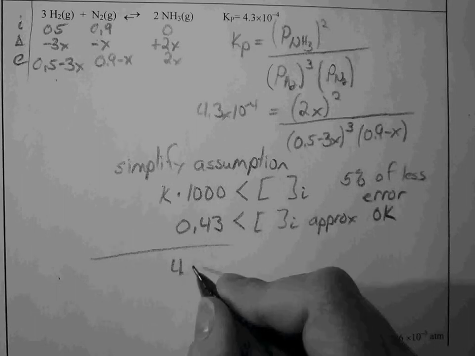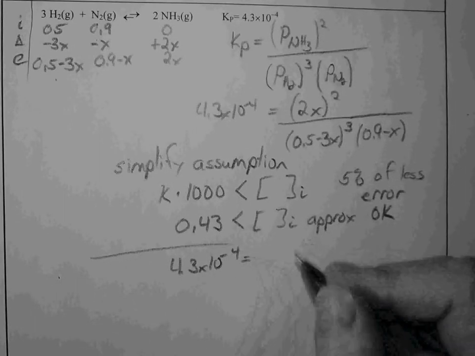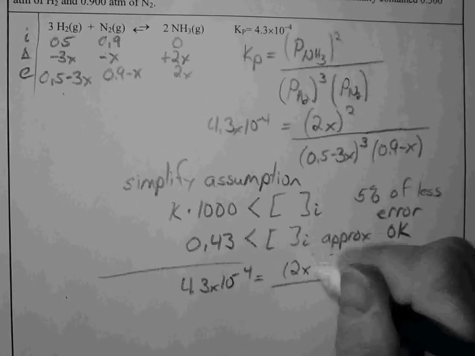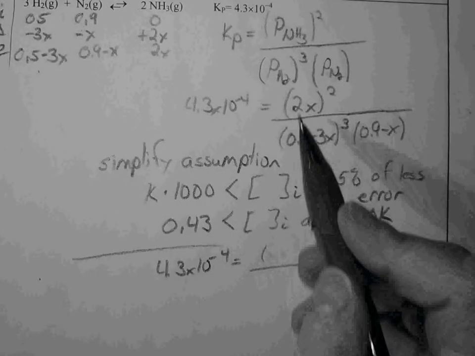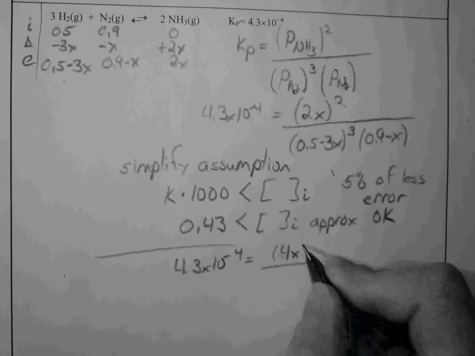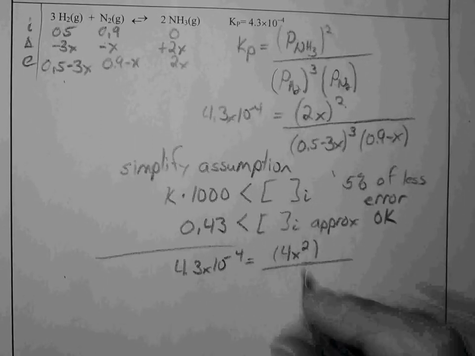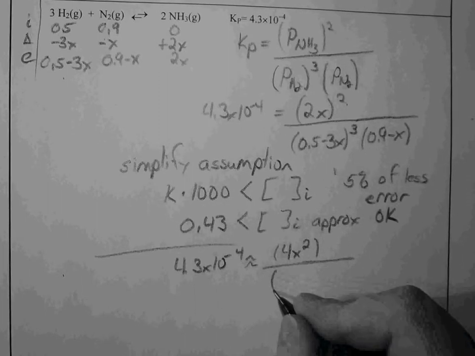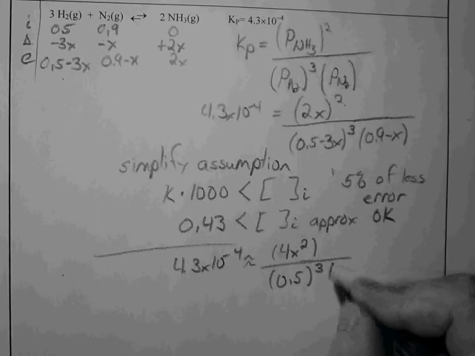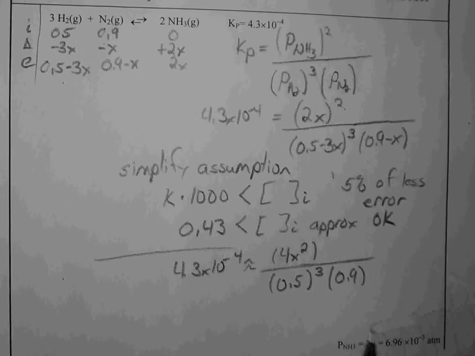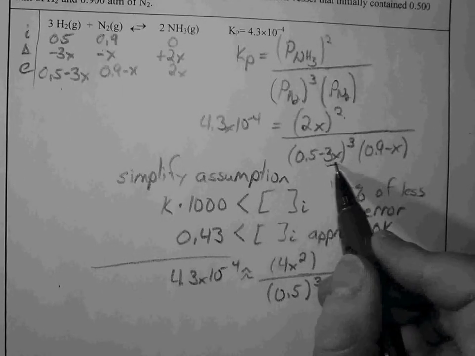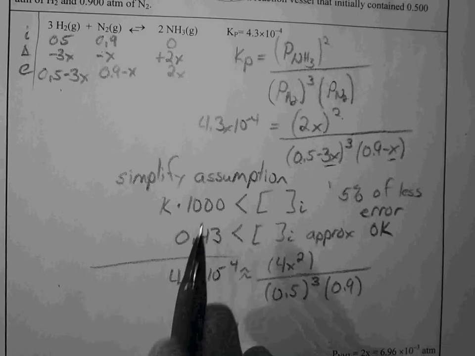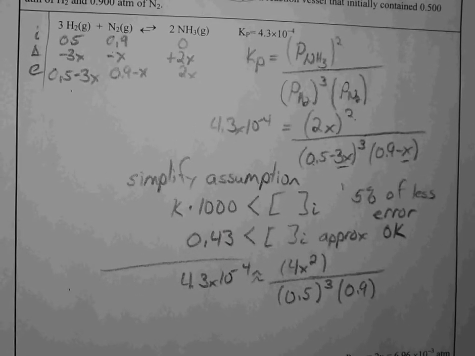So we have our K sub P, and that's going to be equal to 2x squared, or should we do the quantity here? Well, actually, let's substitute in here. This is 2x quantity squared, so we know this is going to be 4x squared. And on the denominator, this is our approximation. We're going to have 0.5 to the third and 0.9. What we've done is indicated that these two values are insignificant compared to the initial concentration. And again, note we've checked so that we know that this approximation is okay.